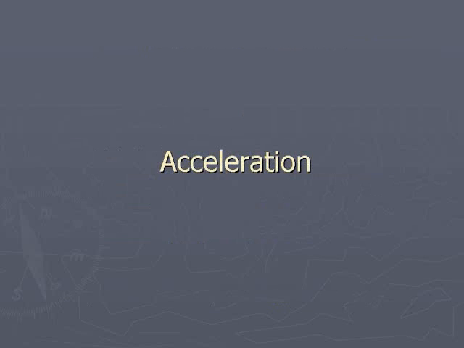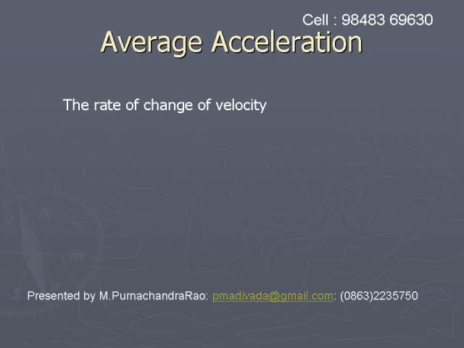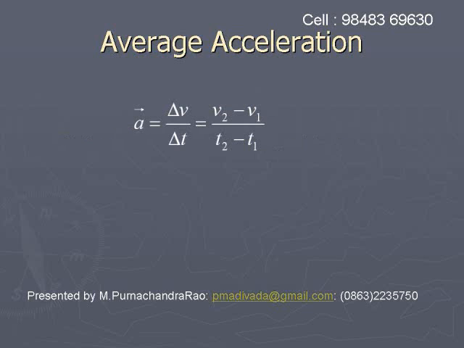Average acceleration. Average acceleration is the rate of change of velocity. That is the ratio of change in velocity to the time taken. Delta v is the change in velocity and delta t is the time taken. So, total change in velocity by total time. This is average acceleration.